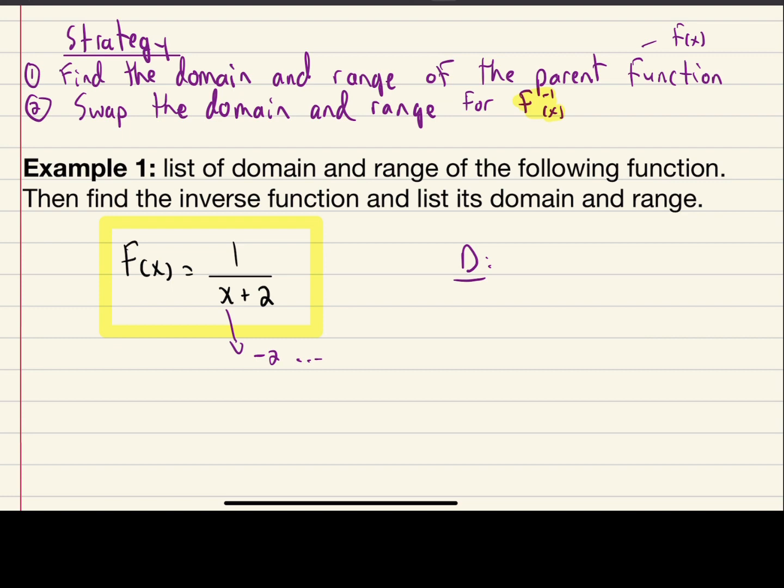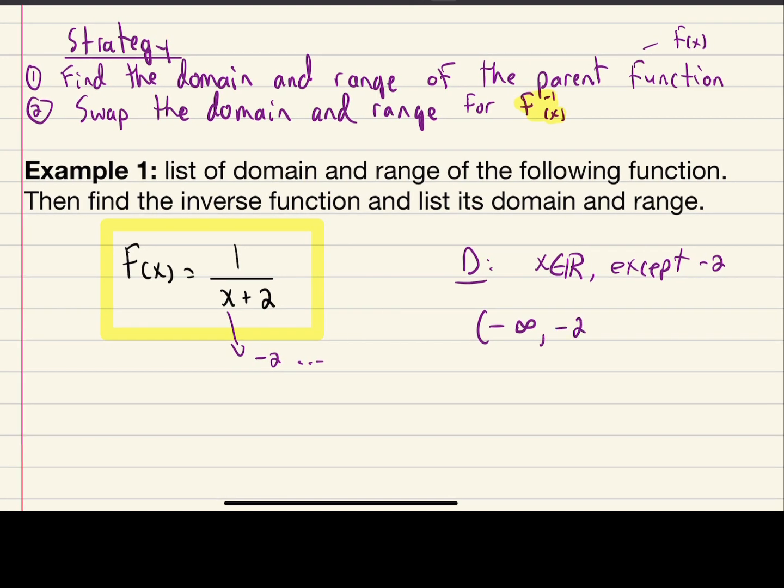So we're going to say that x is all real numbers except negative 2. We can write this in different notations. One possible notation is as follows: from negative infinity to negative 2, so all real numbers with the exception of negative 2, union, from negative 2 towards positive infinity, again excluding negative 2.